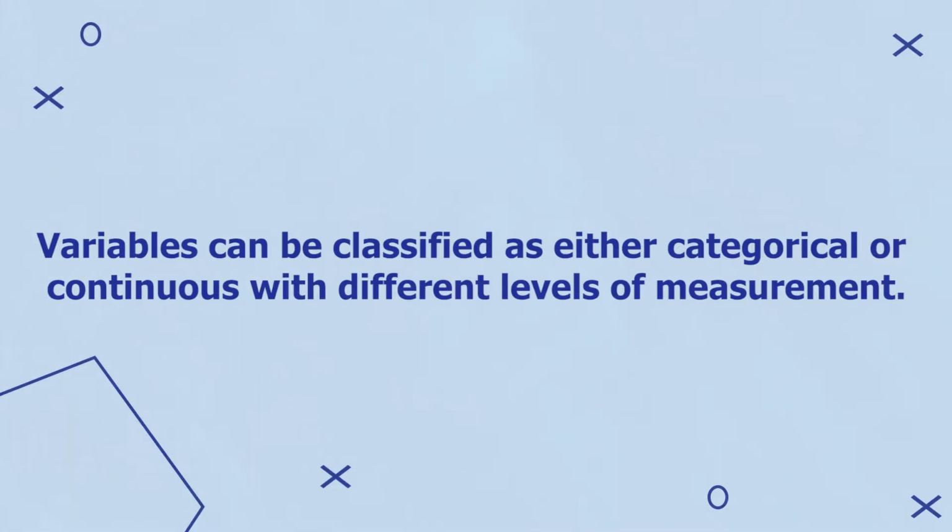So, with different variables, we need different levels of measurement. In the research process, variables can occur in different forms and levels of sophistication. The level of measurement is the relationship between the variable being measured and the numbers representing such variables. Variables can be classified as either categorical or continuous with different levels of measurement.